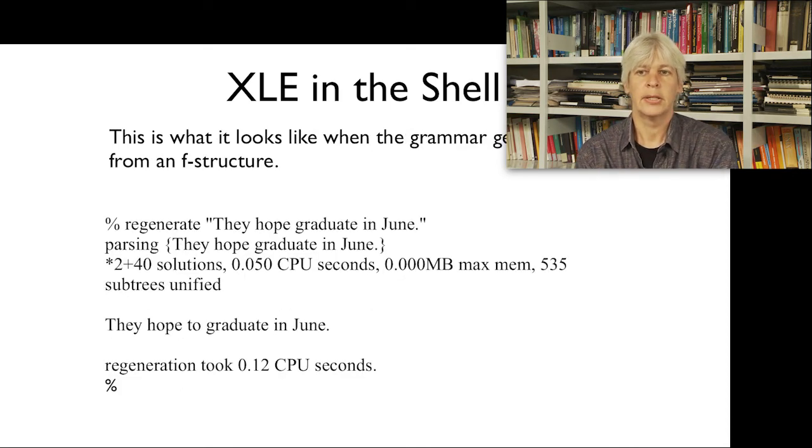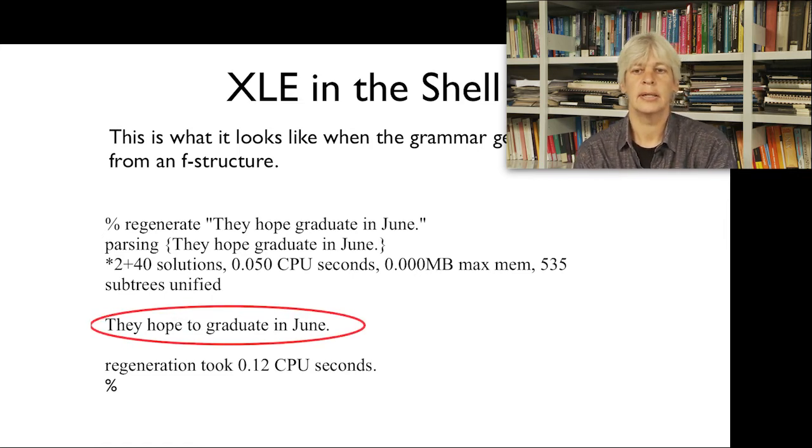Okay, so this is what it looks like when the grammar generates from an F structure. So we can do something like regenerate, or press that button saying generate from this F structure. They hope graduate in June. It'll parse it. It'll tell you two solutions with a star, which means that this is ungrammatical. So it's found two solutions, but they're both ungrammatical. And then what it does is, very unspectacularly, it gives you the right sentence back. It says they hope to graduate in June.